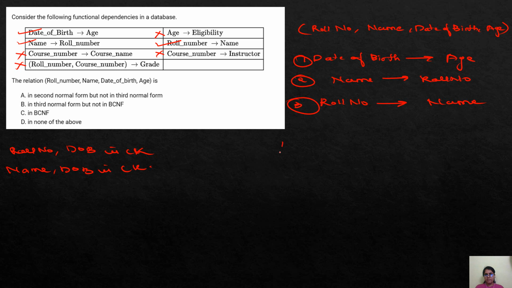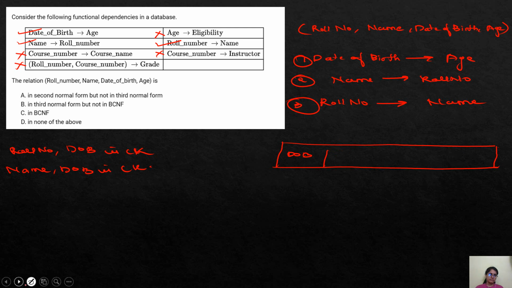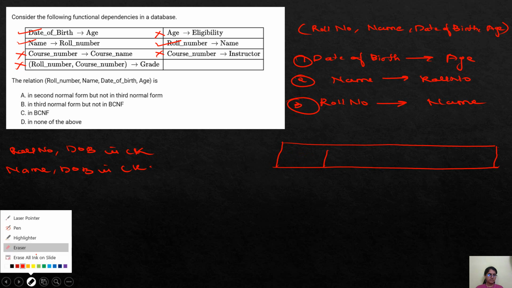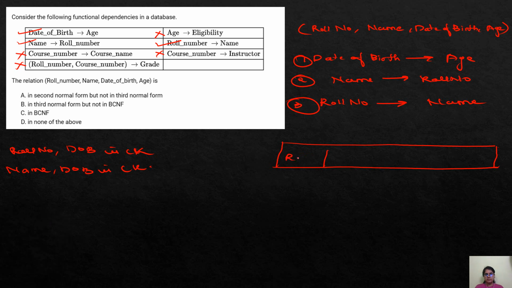For that we have to make a table, like this kind of horizontal table. Let's write DOB, then we will write all the attributes one by one. So first is roll number, second is name, third is DOB, and age.